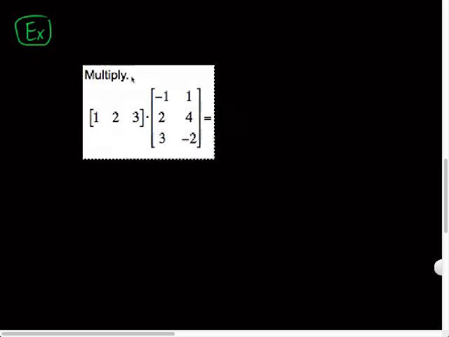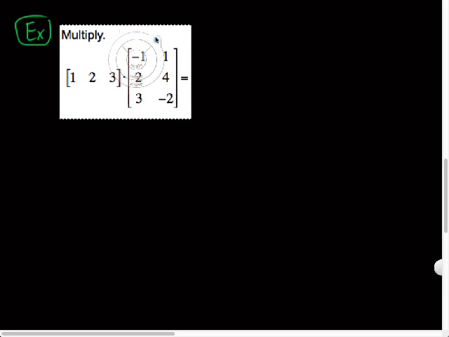All right, let's try this example. Multiply. And the first thing we'll do is figure out the sizes of these matrices. I'll let you write these down as well. So what size is this first matrix? Rows by column. 1 by 3. And I'm multiplying that by, what's the size of the second matrix? 3 by 2. So first question, do the inner numbers match?